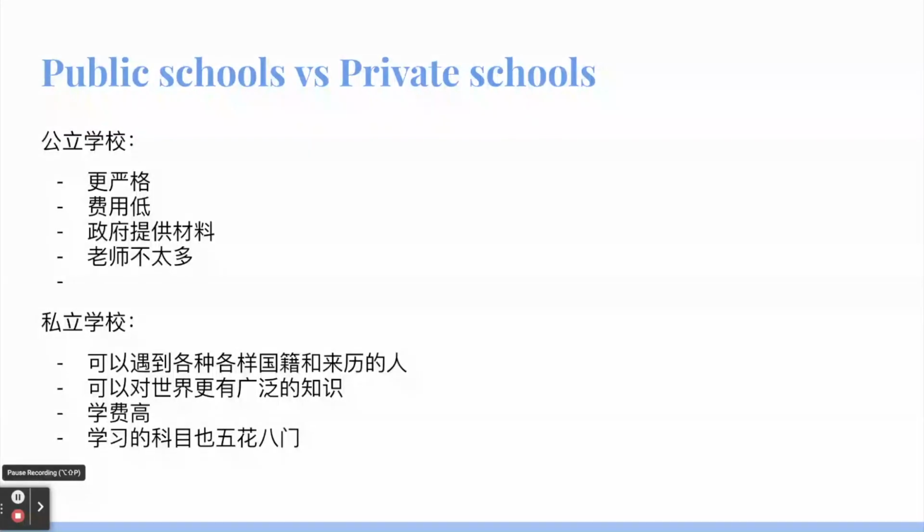So another point about private school is that 学习的科目也五花八门. 五花八门 means there is a variety of something. So if you say 学习的科目也五花八门, this will mean that there is a variety of subjects that could be learned.